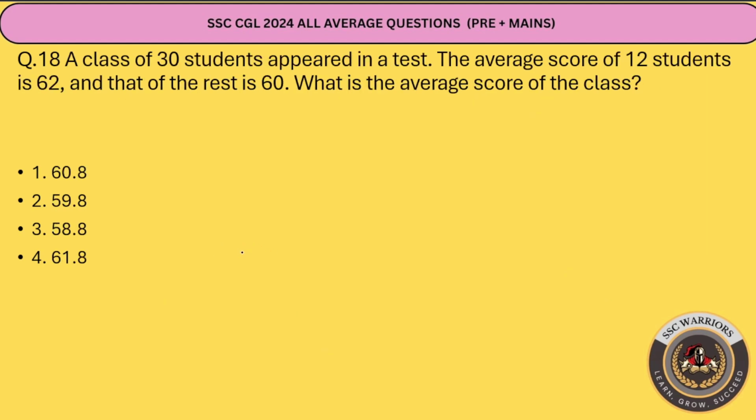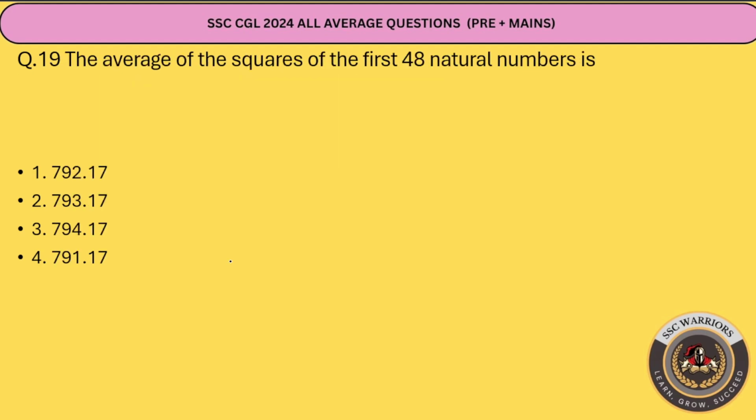Again, same type of question. A class of 30 students appeared in a test. Average score of 12 students is 62. Rest is 60. So find the average score. Can you do it? Now again, for average, the squares of the first 48 natural numbers. Same question.